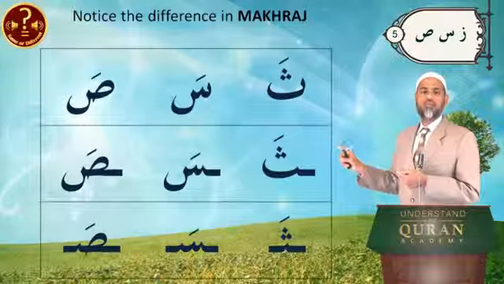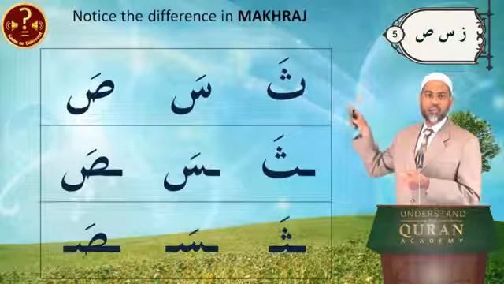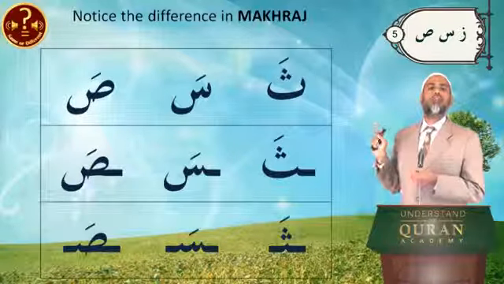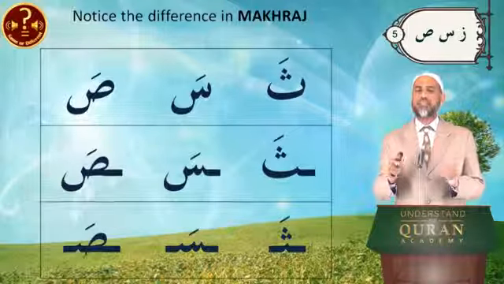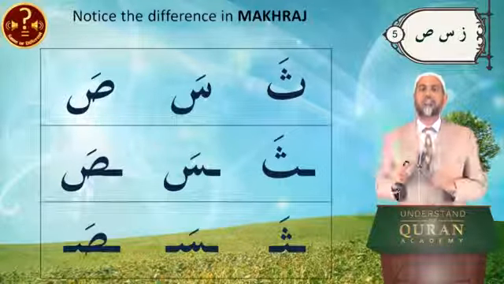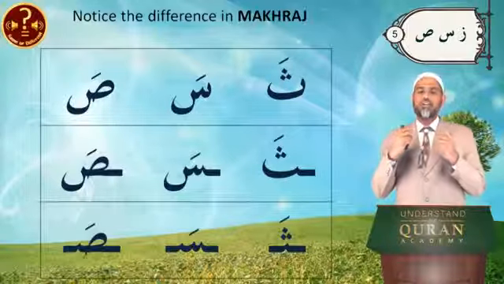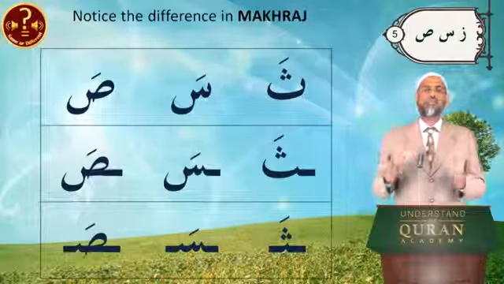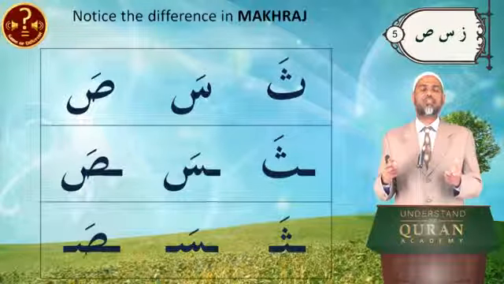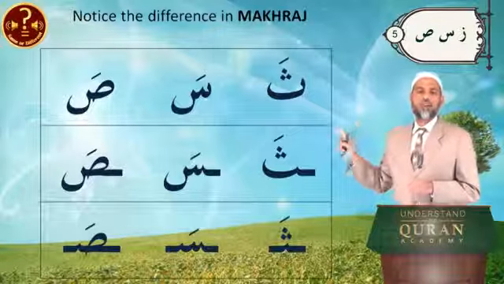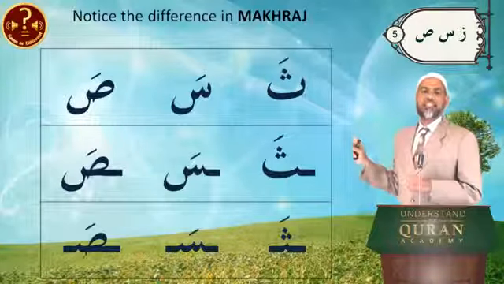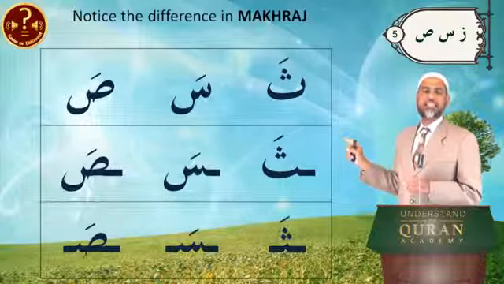Tha, sa, saw. So we have that sound logo there on the top left to tell you that these three have distinctly different articulations. They are said differently. They have different pronunciations, different makhraj. They are different. Tha, sa, saw. Tha, sa, saw.